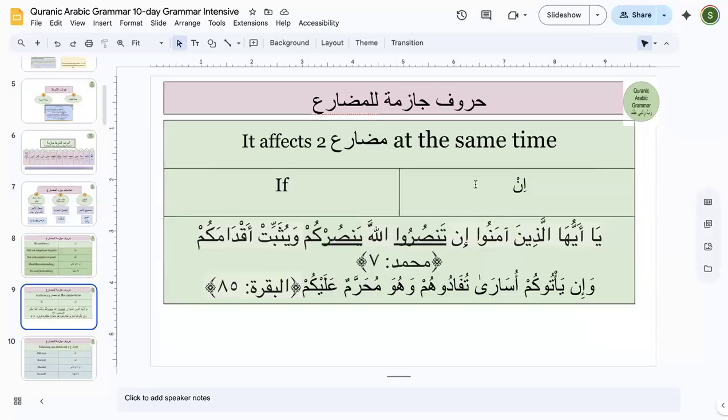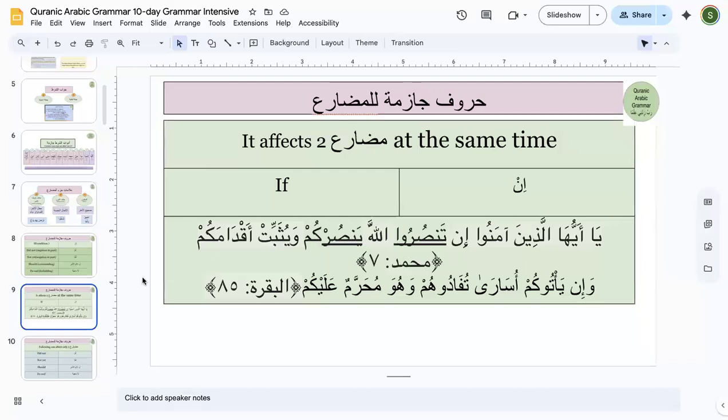among these, only in can affect two mudari at the same time. It has a power to make two fi'l mudari majzoom at the same time simultaneously. In tansuru yansurkum. So both mudari are majzoom, and they have been made majzoom by in jazima. In ya'tukum usara tufaduhum. Ya'tu from ya'tuna is made majzoom by in, and tufadu is majzoom from tufaduna because of in. They are tajzimul fi'laini. They make two mudare majzoom.